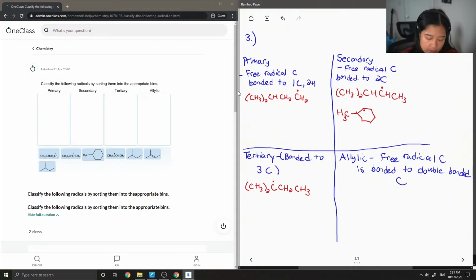Okay, let's look at the next one. It is also a tertiary. Only bonded to the 3 carbons. And then the sixth one. Okay, that radical, this carbon is bonded to a double bonded carbon. So this is an example of the allylic.